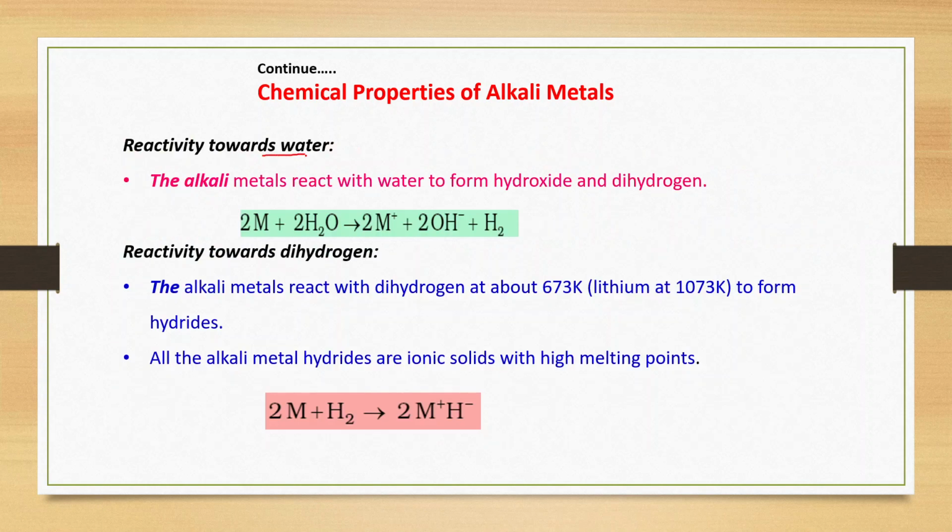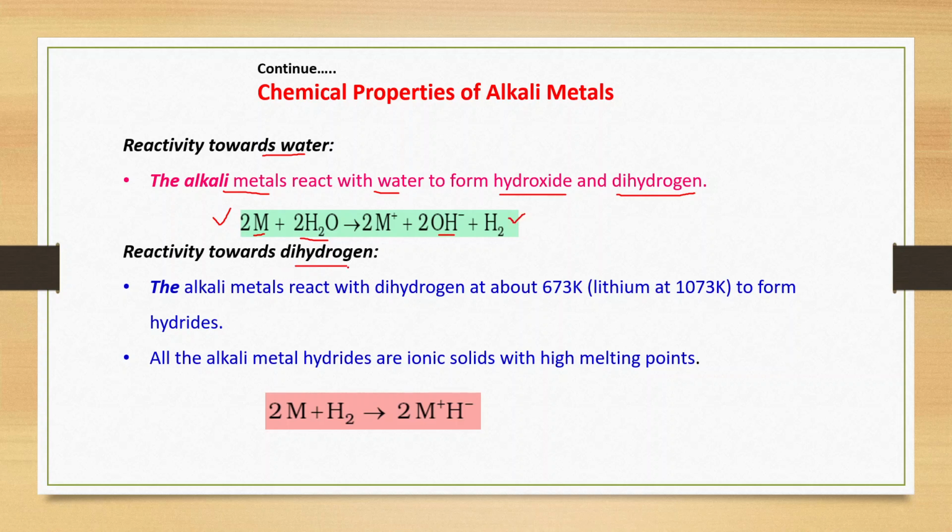Reactivity towards water. The alkali metals react with water to form hydroxide and dihydrogen. The reaction can be represented like this. This M is the alkali metal. When it reacts with water, it forms hydroxide, the OH⁻ ion, along with liberation of H2.